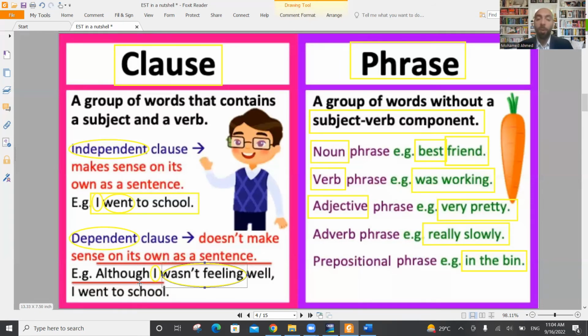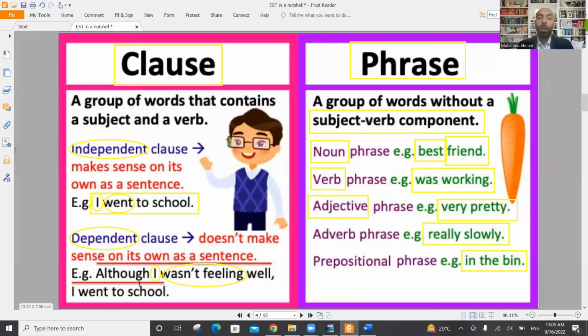If I said, although I wasn't feeling well, I stopped. So you will ask me, what happened? So you feel like, complete your thought. I can't understand what you said. Although I wasn't feeling well, what happened? I went to school. So to make this one a sentence, I have to add an independent clause to it, or a sentence. If you want to call it a sentence, no problem.